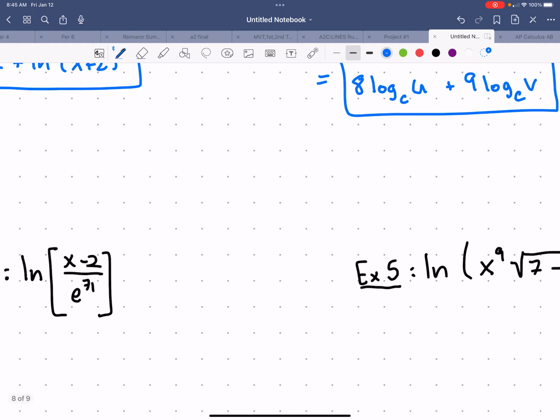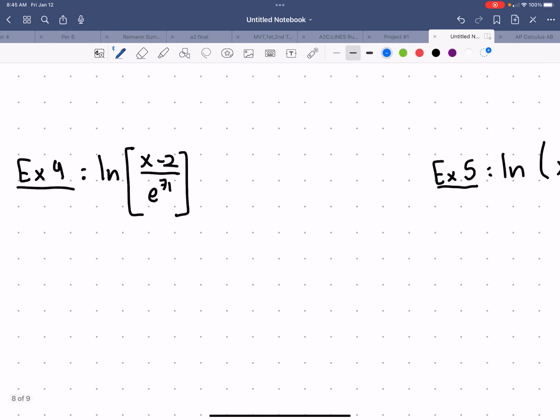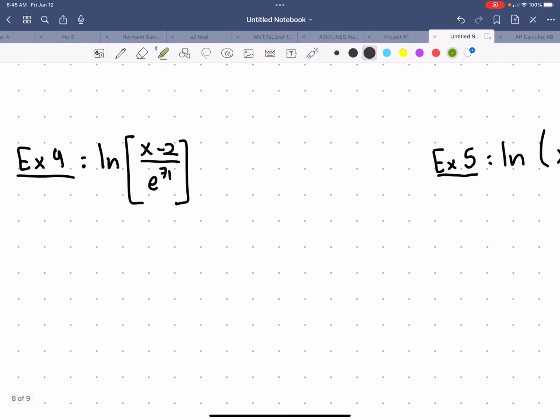All right, now we're going to go to another problem. Oh, look, we have a fraction. Fractions require us to use the quotient rule, the difference rule. So whenever you have a fraction, you're going to separate the log into two logs, and you're always going to do top minus bottom. So the top of the fraction, ln of x minus 2, minus the bottom one, ln of e to the power of 71.